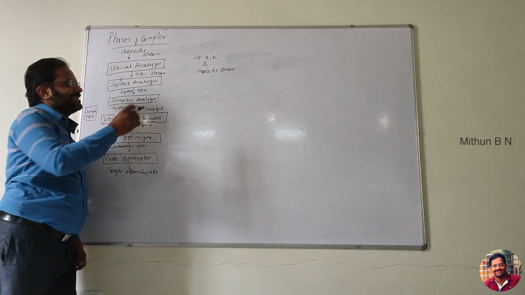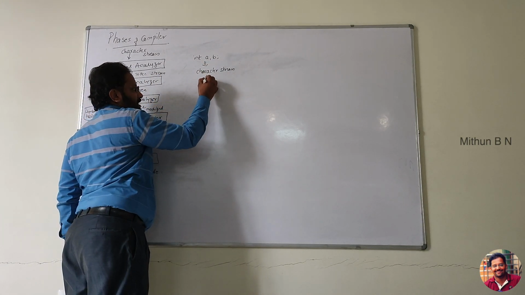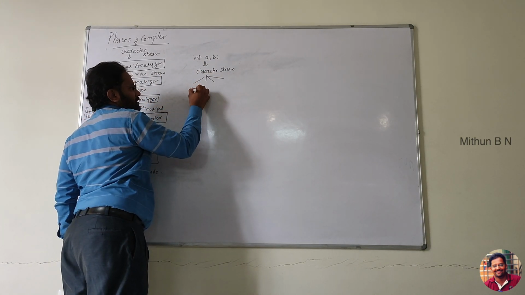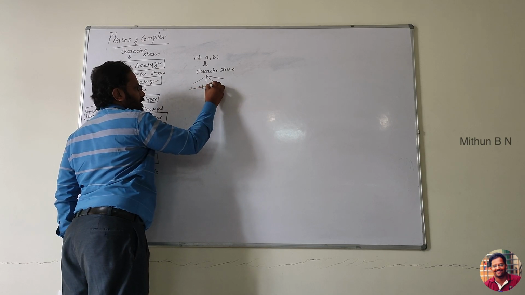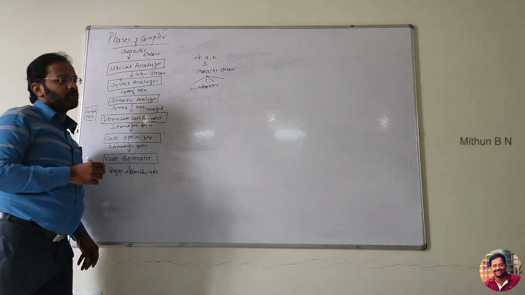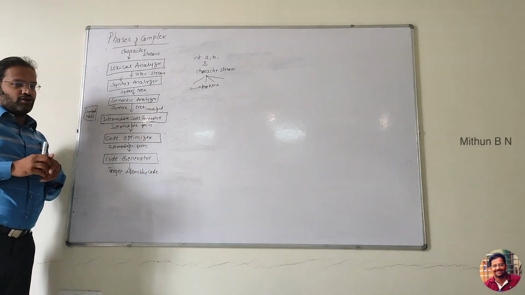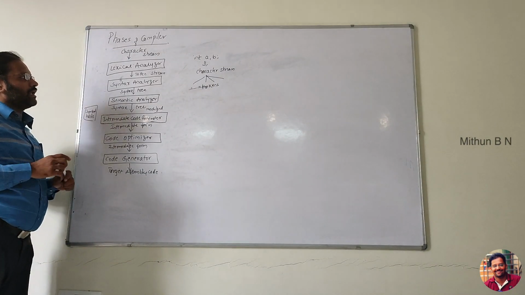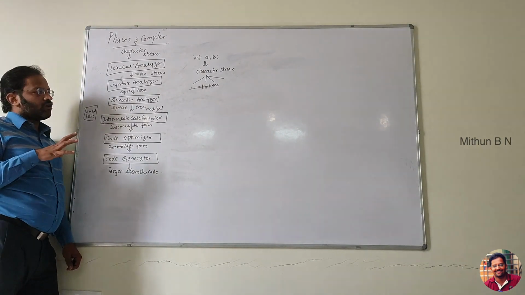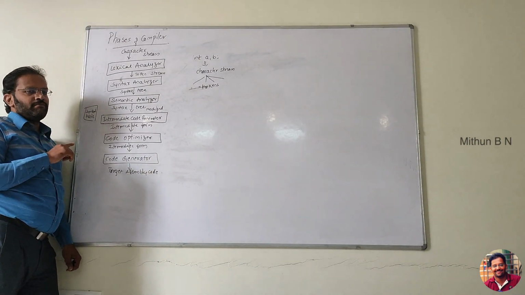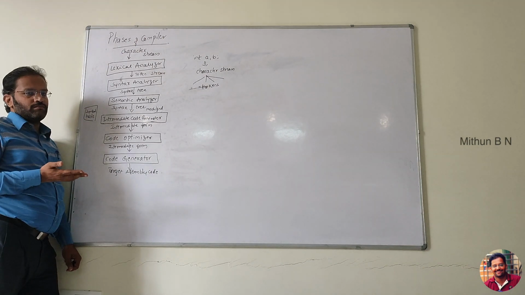That means this character string is divided into something called as tokens. Now what is a token? Token is the smallest addressable unit of a program. How much you can divide, that is what is called as token. Now, what does a token contain? Token always contains the token name and the attribute value.